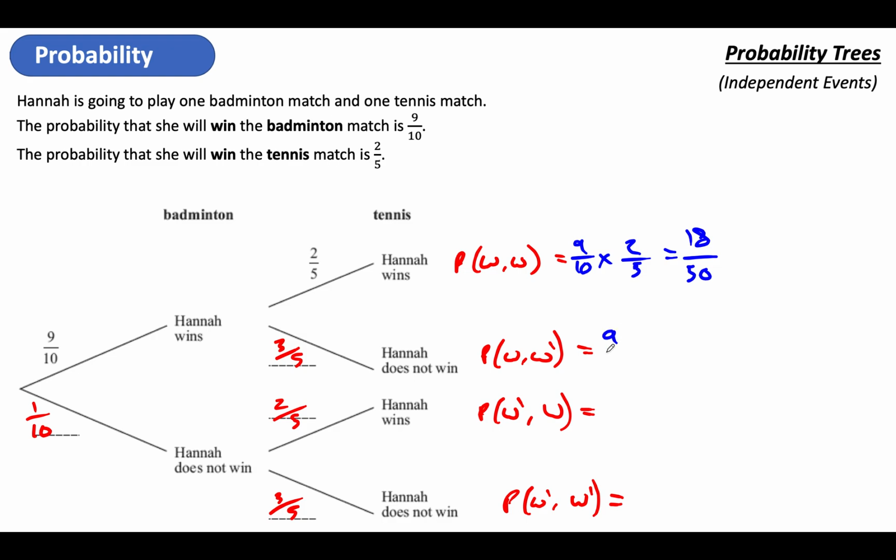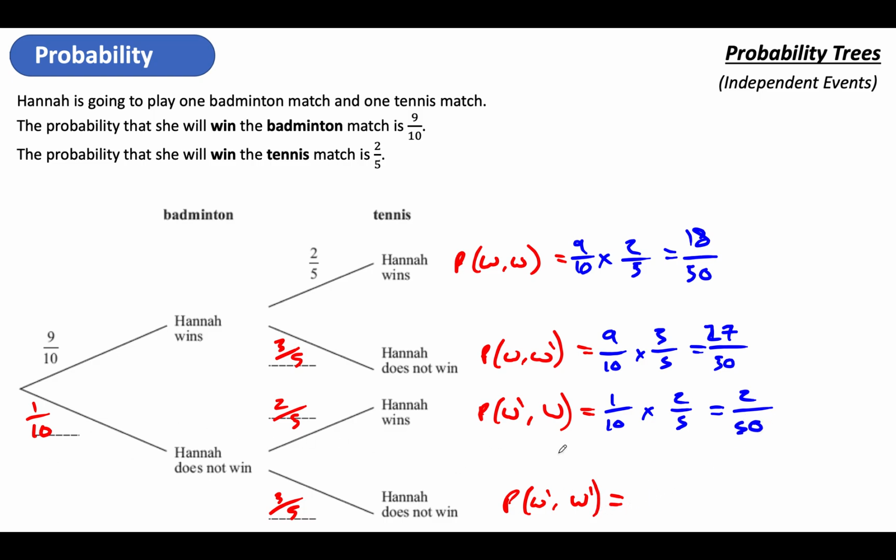Win and then not win. So winning at badminton is still 9/10, but losing at tennis is 3/5. We want this one and this one, so we multiply. So that is 27 over 50. Not win and then win. So not win at badminton is only 1/10, but winning at tennis is 2/5. So multiply the tops, 2, multiply the bottoms, 2/50.